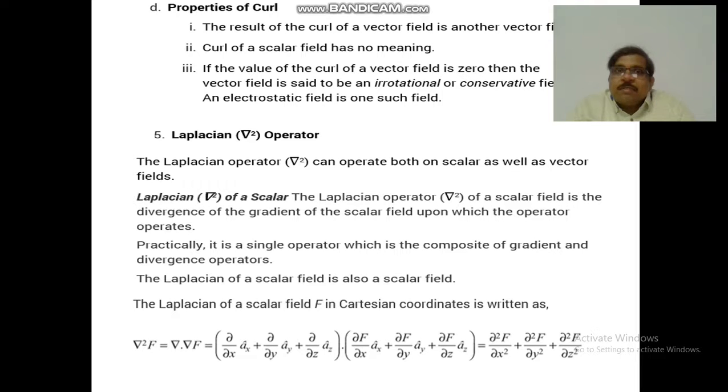And the properties of curl. Curl of a scalar field has no meaning, and if the value of the curl of a vector field is 0, then the vector field is said to be irrotational or a conservative field.